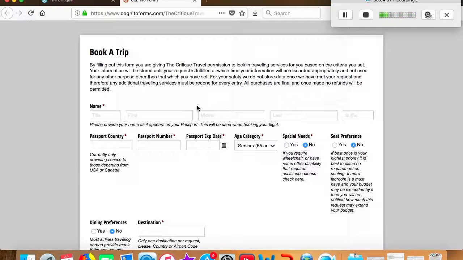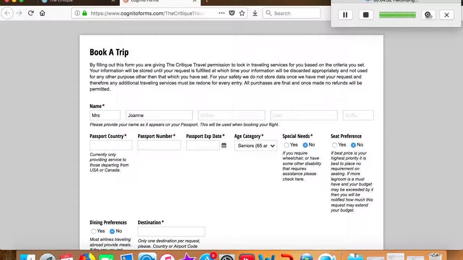So here's where we start. The first thing you want to do is put your name. So you want to give me your title, whether that's Mrs. or Miss. Then you want to tab over to provide your first name, and then tab again. If you have a middle name, provide your middle name.